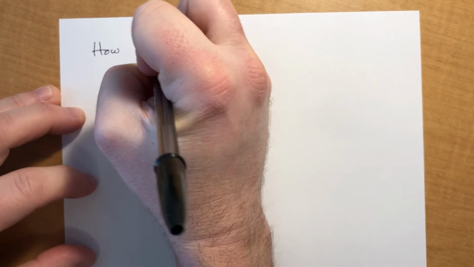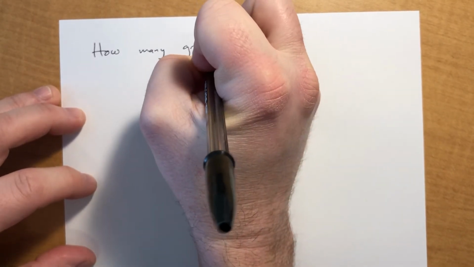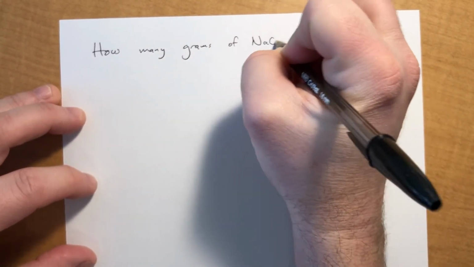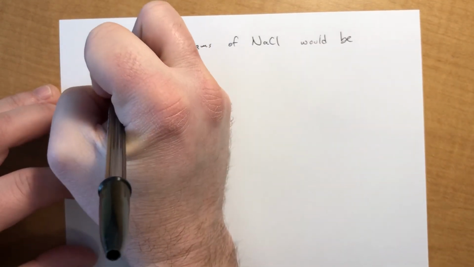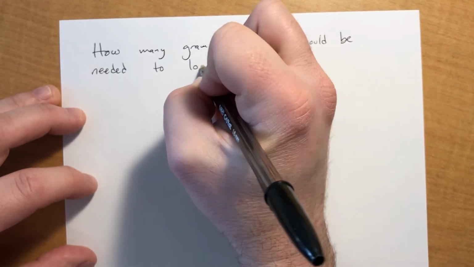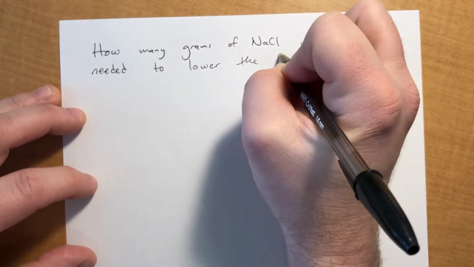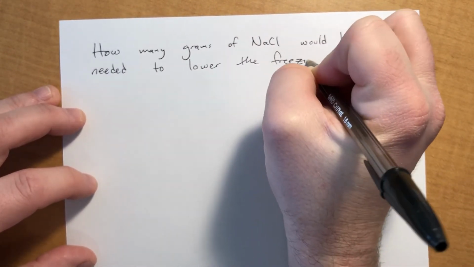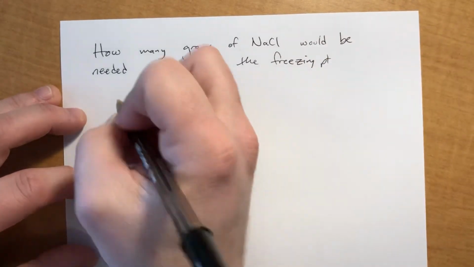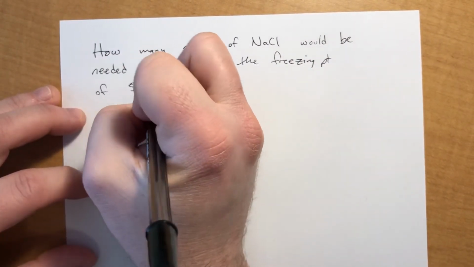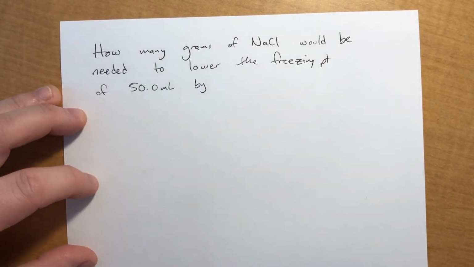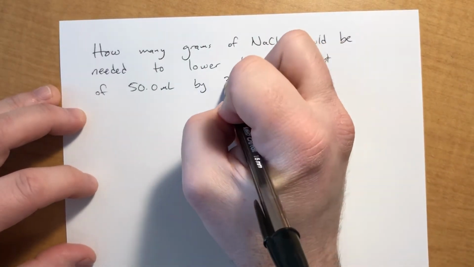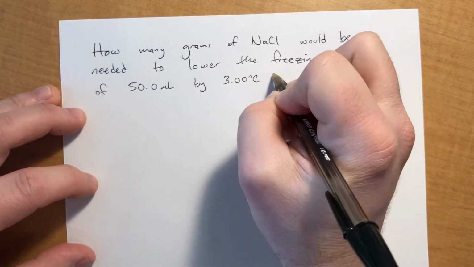So we want to know how many grams of sodium chloride would be needed to lower the freezing point of 50 milliliters of water by 3.00 degrees Celsius.